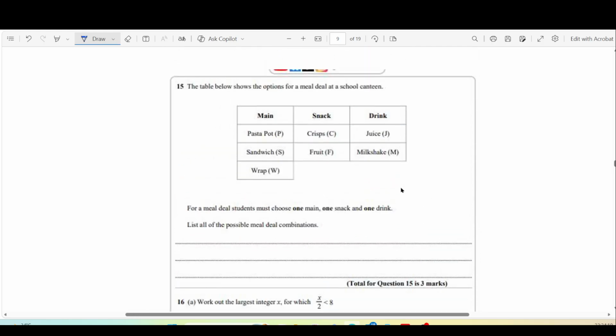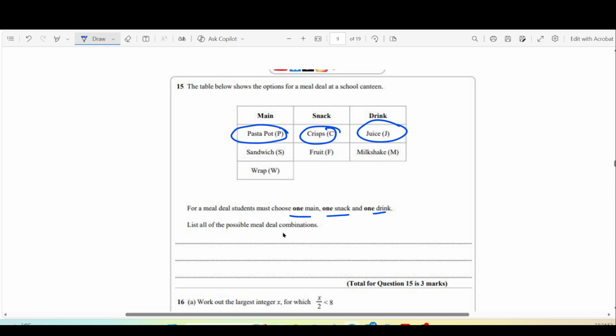Okay, let's do number 15. So the table is showing the options for the meal deal at a school canteen: main, snacks and drink. For a meal deal, students must choose one main, one snack and one drink. So we have to write all the possible meal deal combinations. So what we can do here is, one main, one snack and one drink, like that.